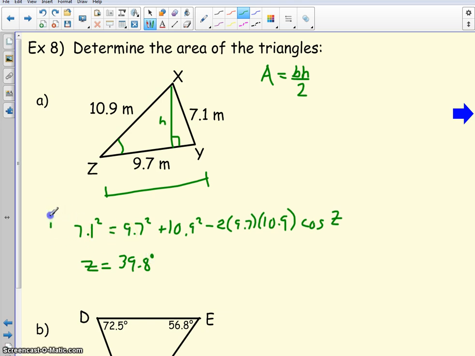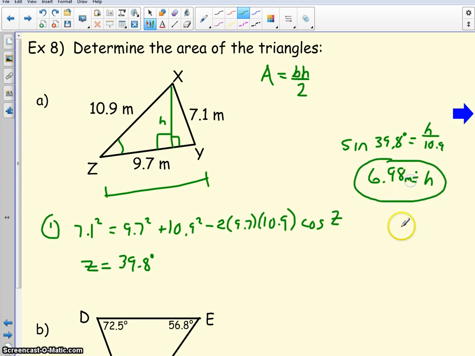So that was our first step there. We found angle Z. Now we can use SOHCAHTOA to find the height. This is my opposite side to angle Z. 10.9 is my hypotenuse. So sine of 39.8 degrees will be h over 10.9. If you rearrange that to solve for h, you'll get about 6.98 meters.